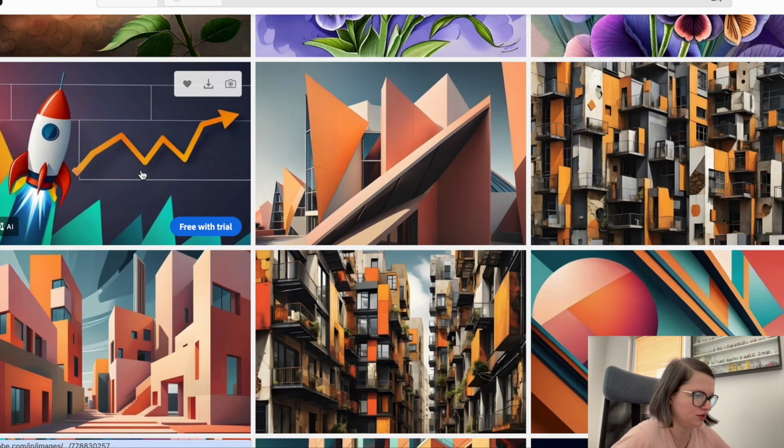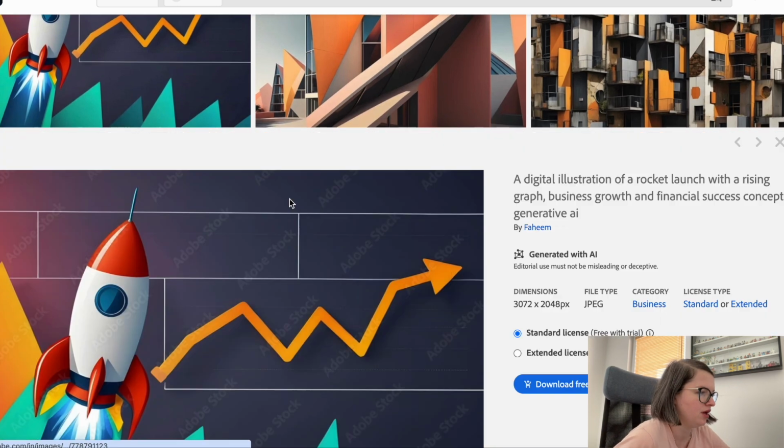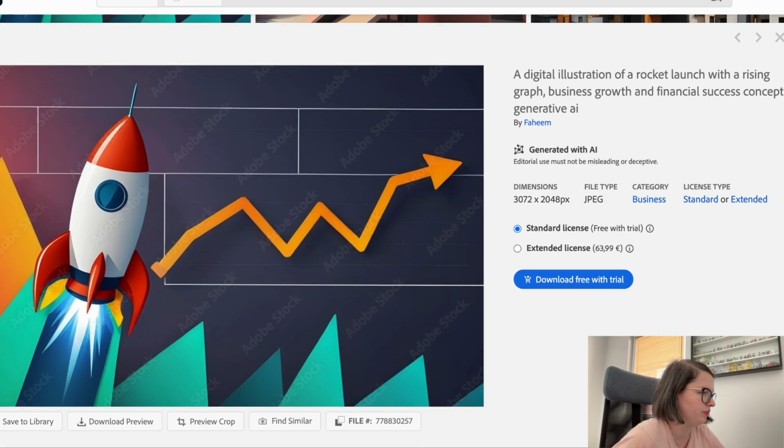And also, as I can see, for example, here with the rocket, I would also go for those conceptual kind of illustrations as here. Let's look at your title: a digital illustration of a rocket launch with a rising graph, business growth and financial success concept, generative AI. You don't have to write that it's generative AI anymore. On Adobe Stock, if you're also selling this image elsewhere that does require this, then okay.